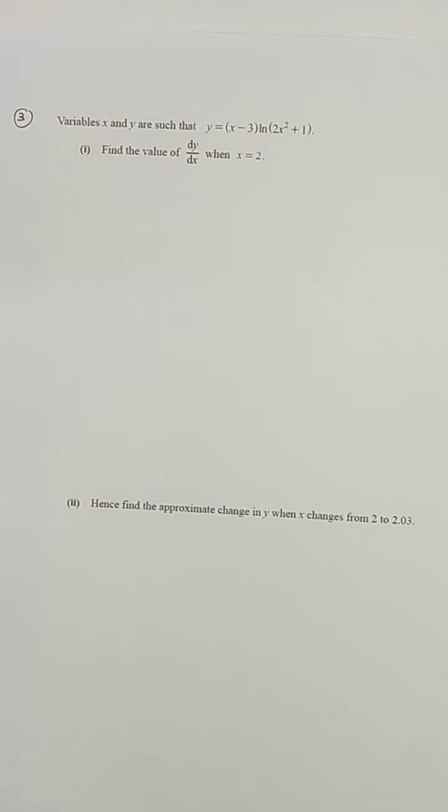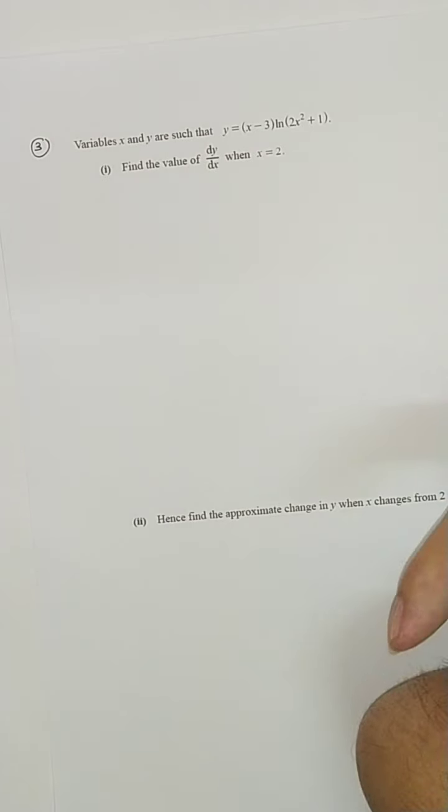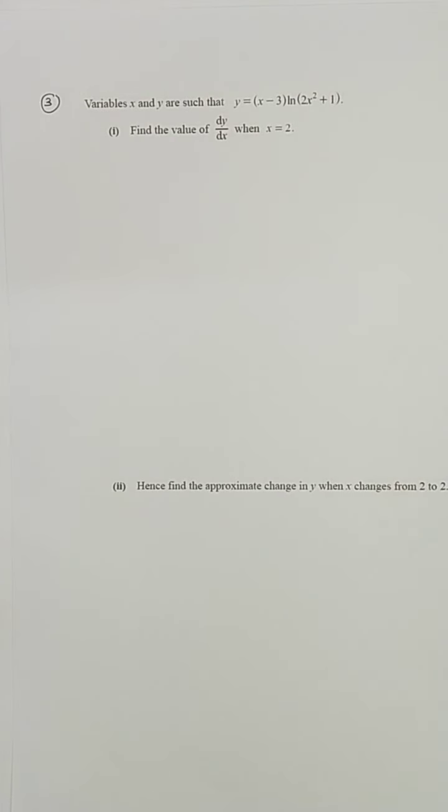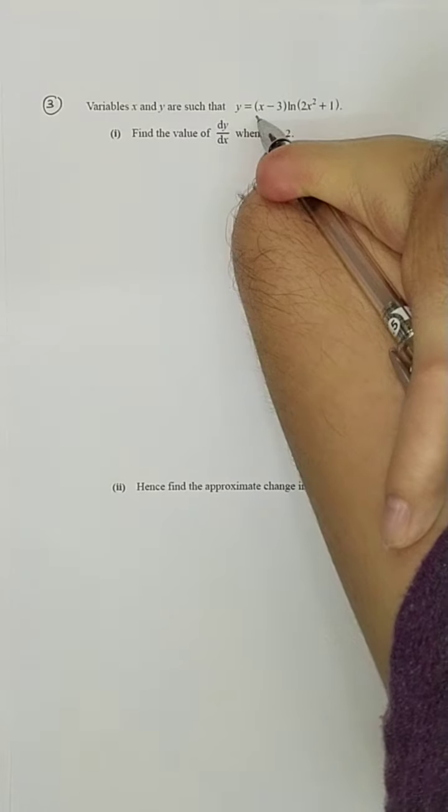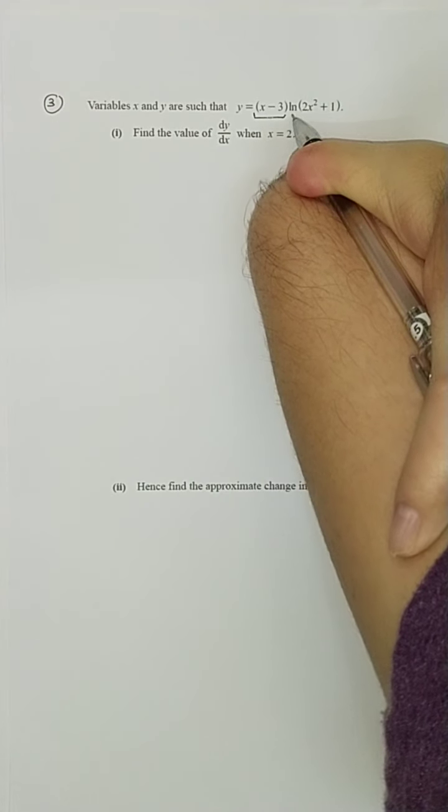Variable x and y is given such that y equals (x minus 3) ln(2x squared plus 1). Find the value of dy over dx when x is equal to 2. Okay, let's answer this question first. How to find dy over dx when there are two different functions multiplied together?